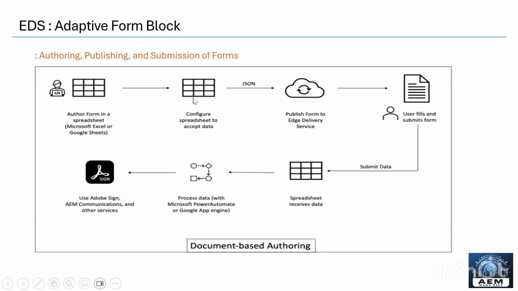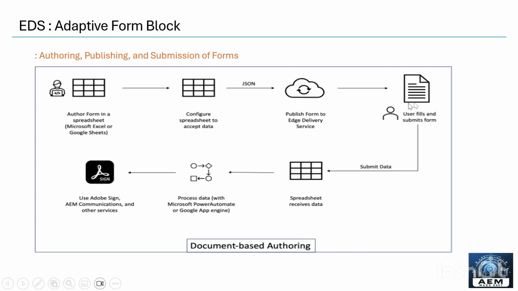Then there are specific steps that we need to do so that it can accept the data. Basically, we need to set it up; we need to create a specific sheet. I'll be talking about that when we do it. Once you publish it, as we know, the spreadsheet, the Excel, is translated into JSON. Then that JSON can be used inside a form block, so that once you render that form page with the form block, it will render your form.